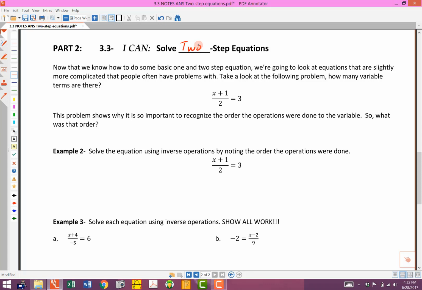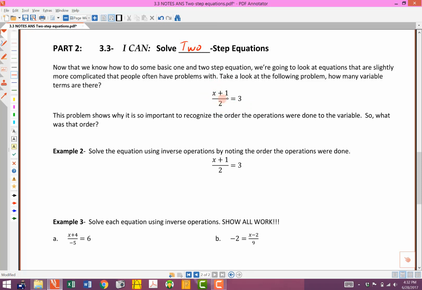And now that we know how to do some basic one and two-step equations, we're going to look at something that's a little bit more complicated. I want you to think about if we were to solve this using that two-step technique, like isolate the variable term and then isolate the variable, how many variable terms are there here? We want to get the variable by itself, but terms are separated by pluses and minuses.